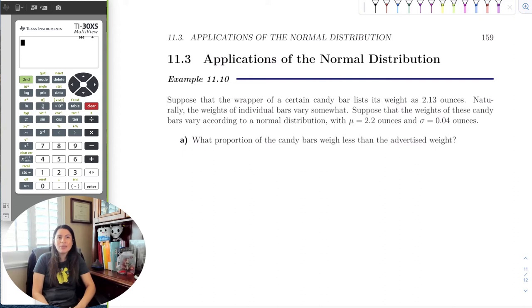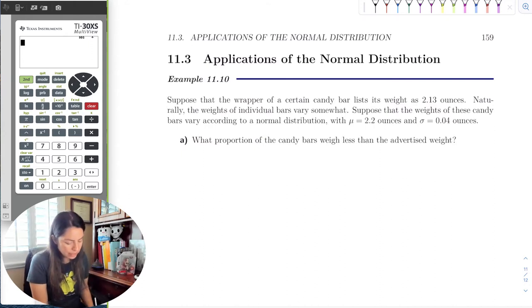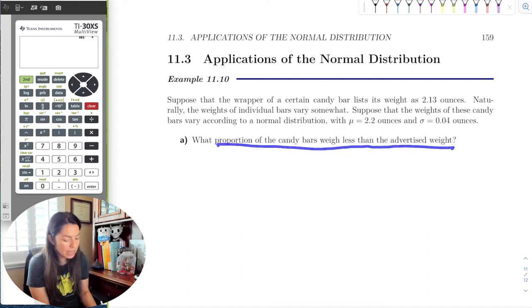So let's just say that a wrapper of a certain candy bar lists its weight at 2.13 ounces. So the candy bar is saying, hey, it's 2.13 ounces. Naturally, the weights of the individual bars vary. Suppose that the weights of these candy bars vary according to a normal distribution with a mean of 2.2 and a standard deviation of 0.04. What proportion of the candy bars weighed less than the advertised weight?